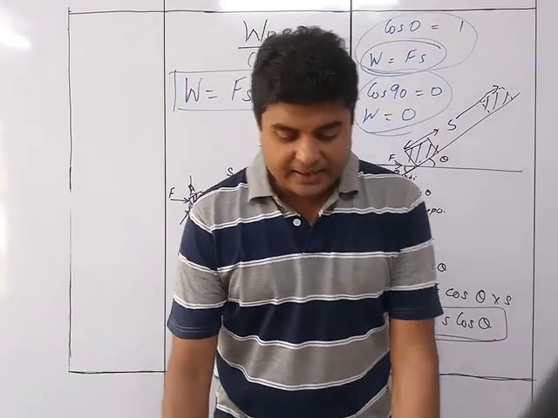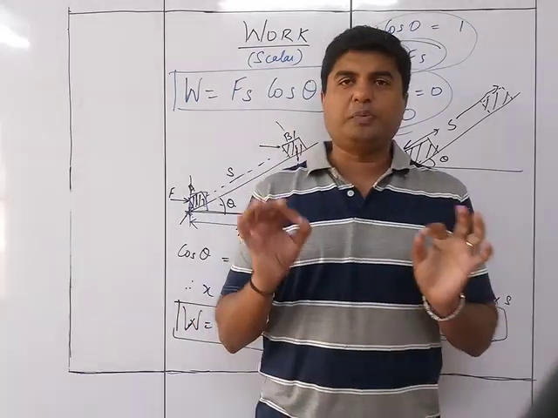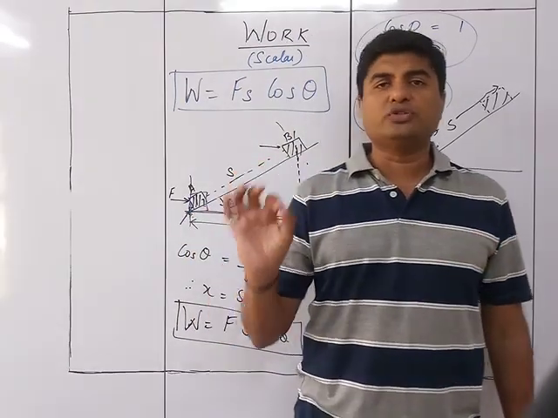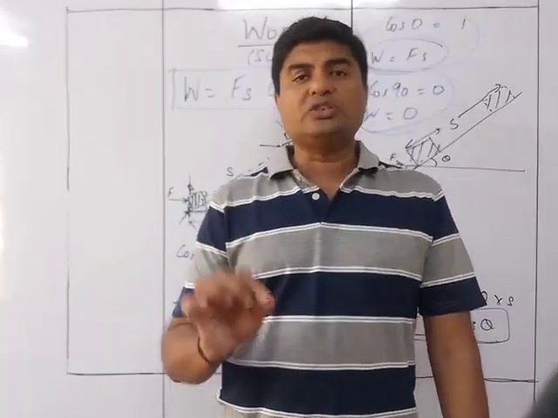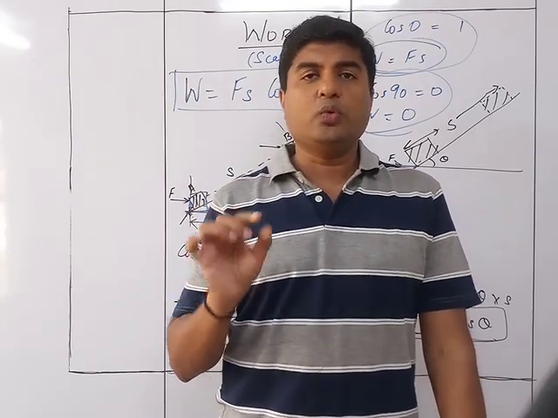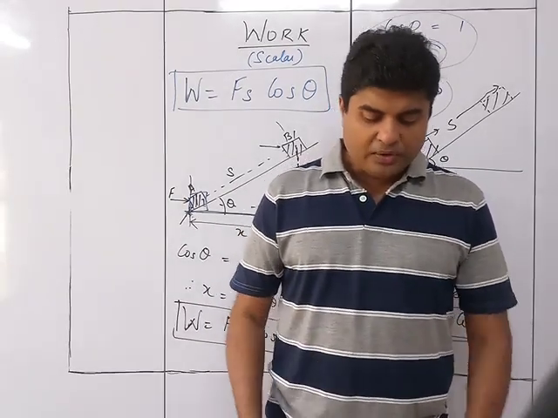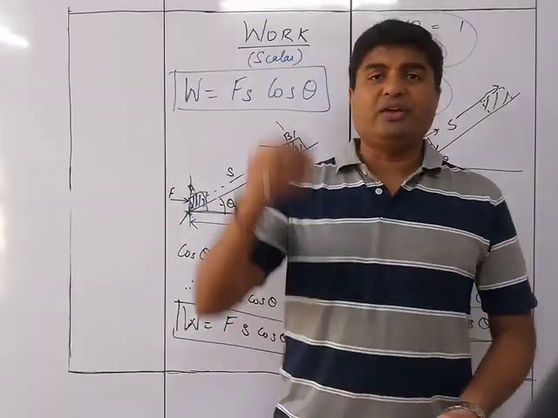The first case is that if the displacement is in the direction of the force, then theta is equal to 0. If theta is 0, cos 0 is 1. Accordingly, work will be equal to F into S. Okay, so that was the first thing. For example, all the things like a freely falling body.